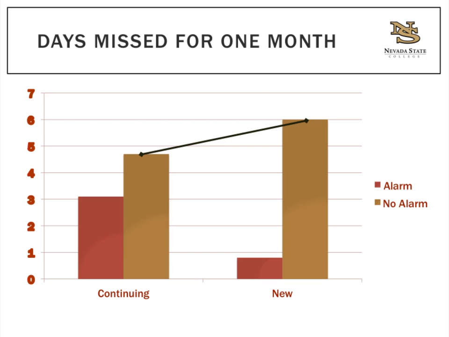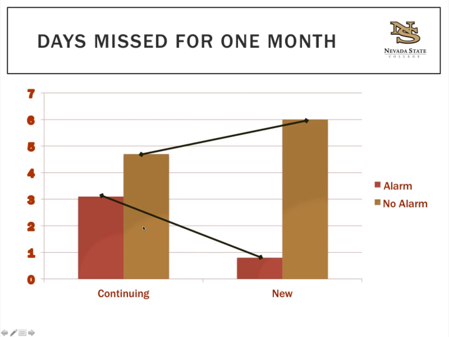Now, let's look at the effect with an alarm. Oh, that one goes down, right? So we see that when both groups have an alarm, the patients who are starting a new drug tend to do better. Okay, so what we see is that these lines are doing different things. In this case, the line is going up. In this case, the line is going down. That's good. That means we have an interaction.